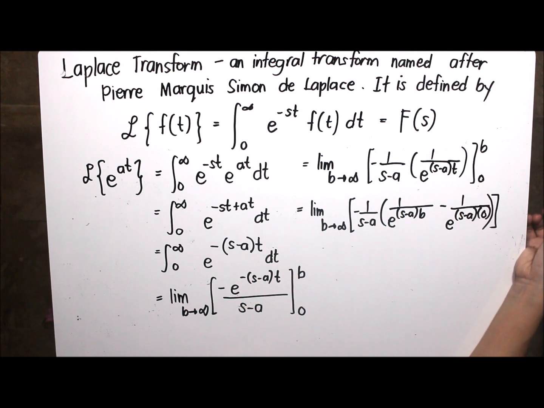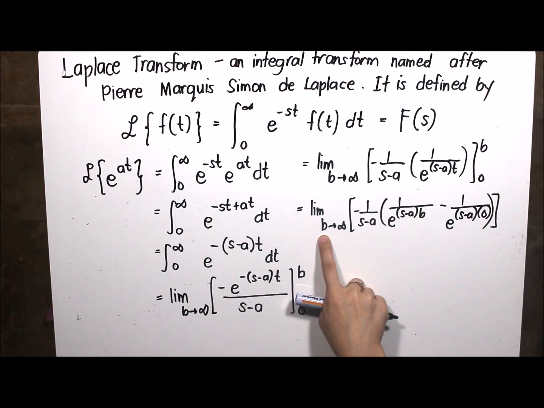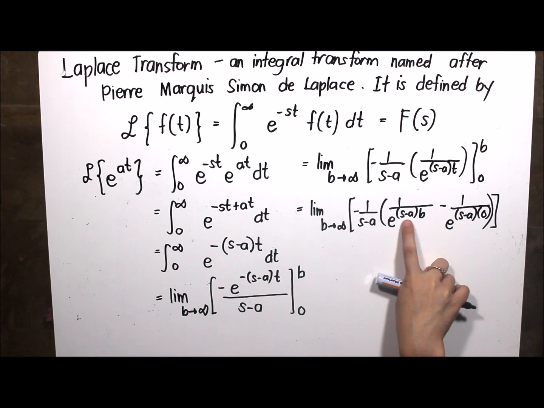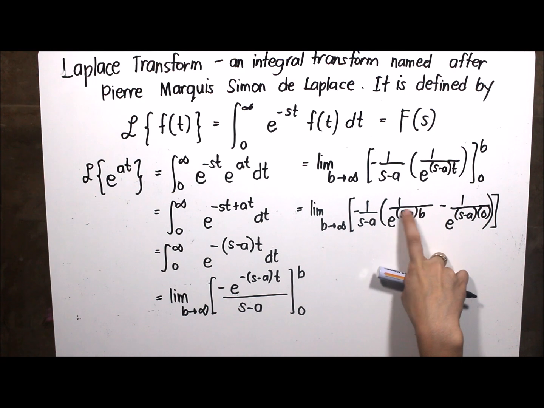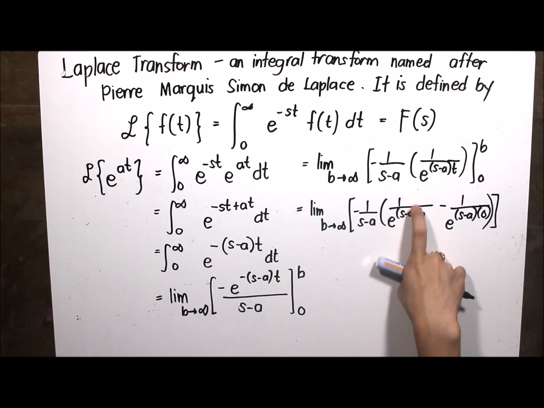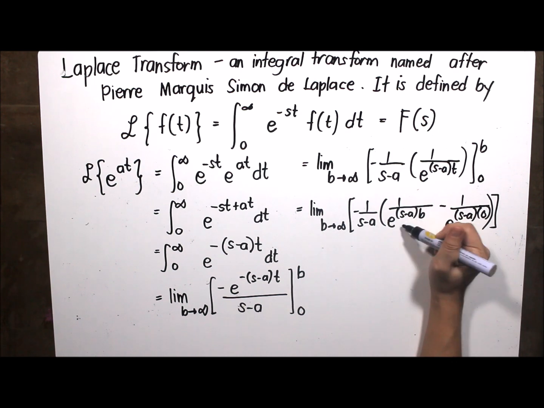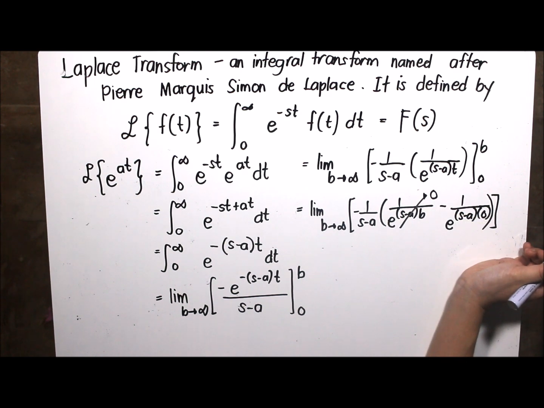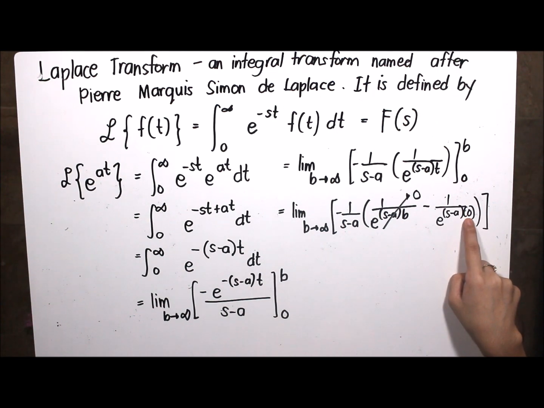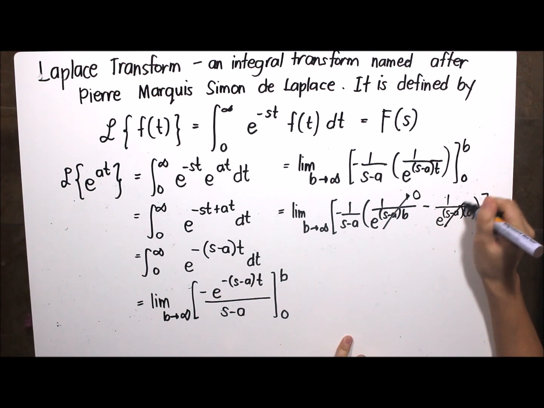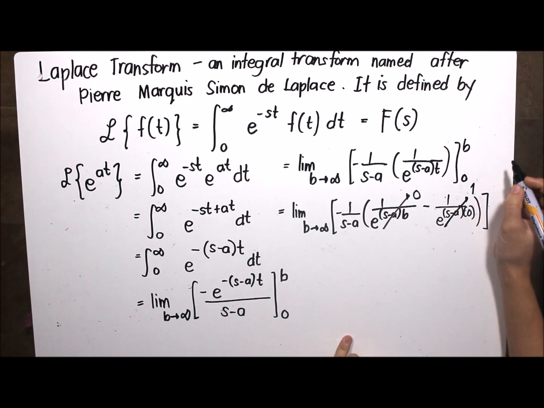In place of time, if we apply the limit as b approaches infinity, this is an infinite number. So what will happen here is that the denominator will be an infinite value, so 1 divided by infinity will still be counted as 0. Minus a times 0 is 0. We have e raised to 0, which is equivalent to 1, and 1 over 1 is equivalent to 1.